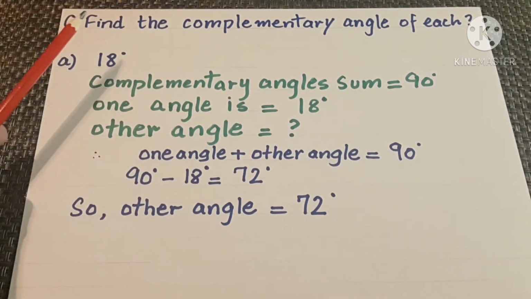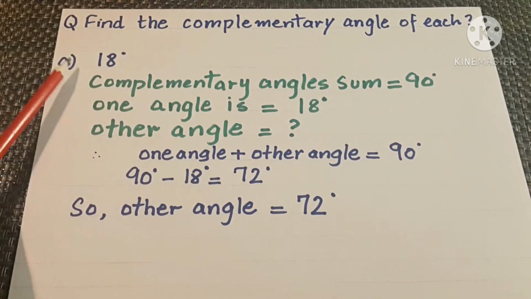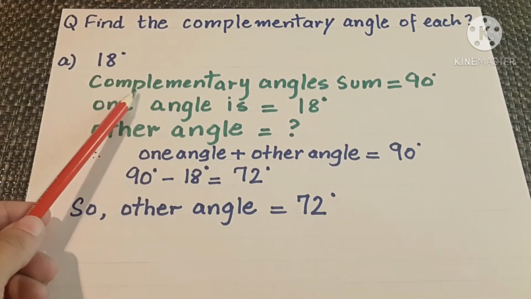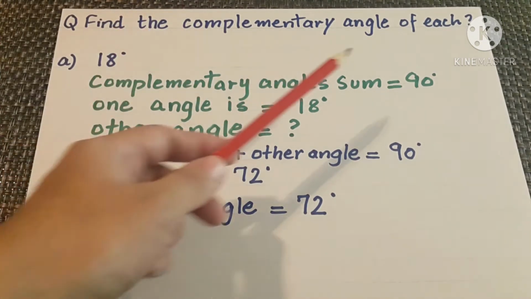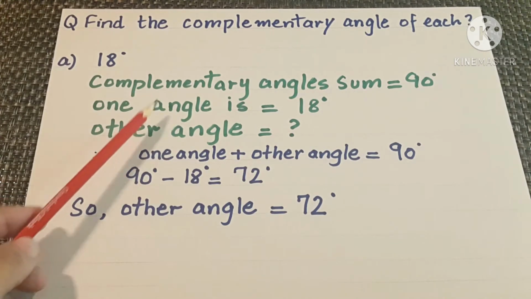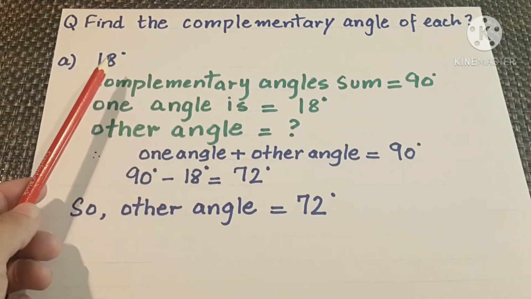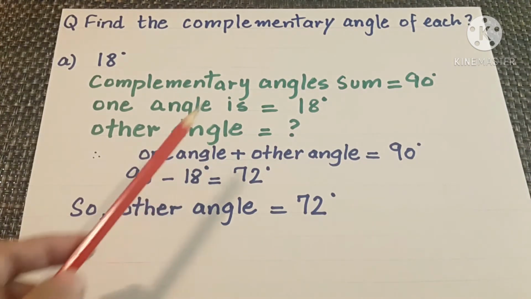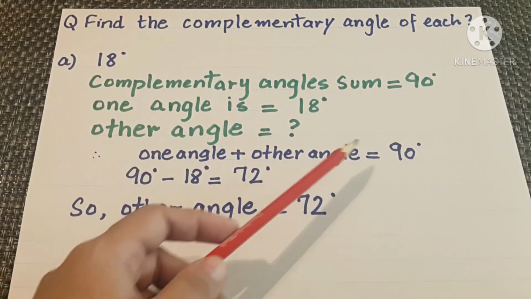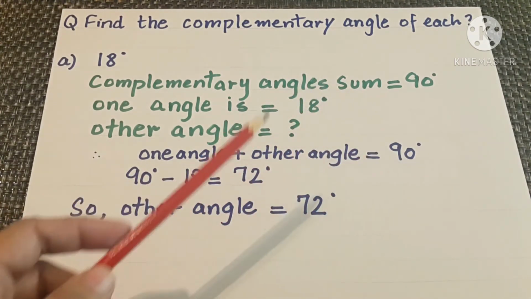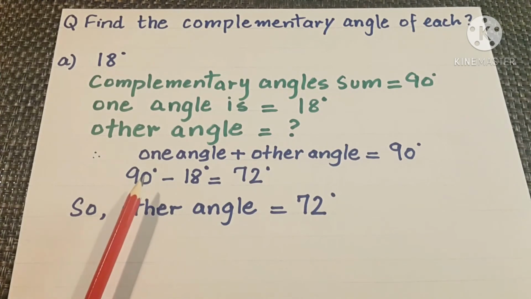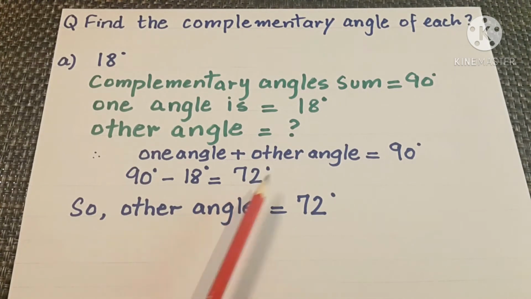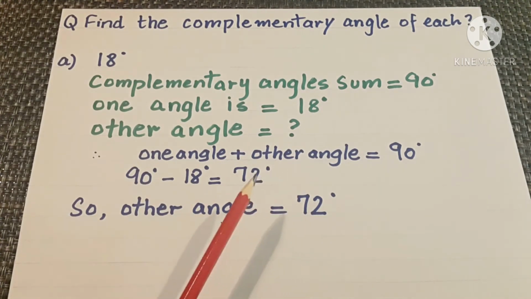Find the complementary angle of each. Now, the one angle is given, that is 18 degrees. Now as we know that the sum of complementary angles is equal to 90 degrees. One angle is given to us, that is 18 degrees, and we have to find the other angle. As we know that when we add both the angles the answer should be equal to 90 degrees. So we substitute the values, and we will subtract 18 degrees from 90 degrees, we get 72 degrees, the value of the other angle.